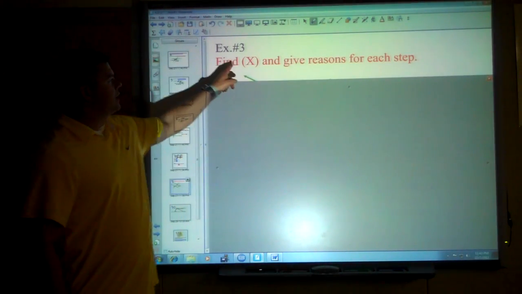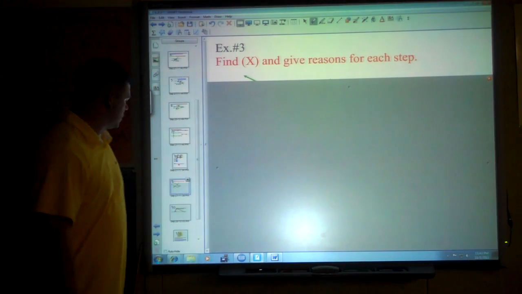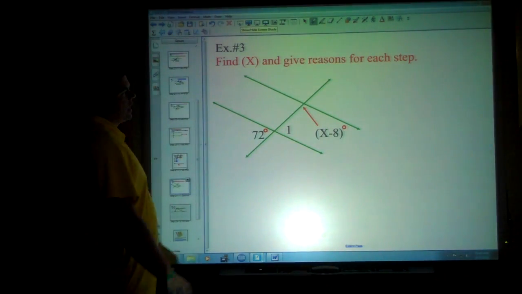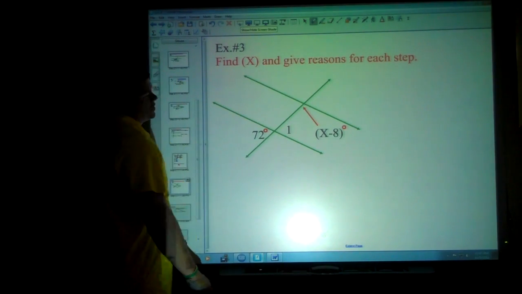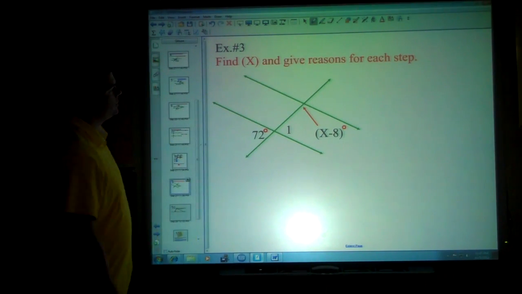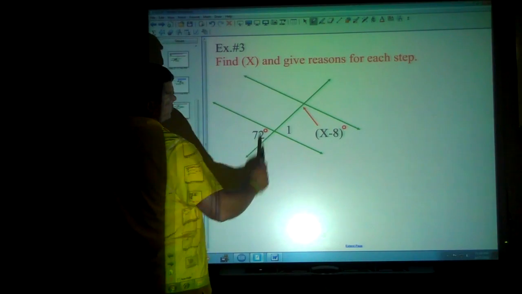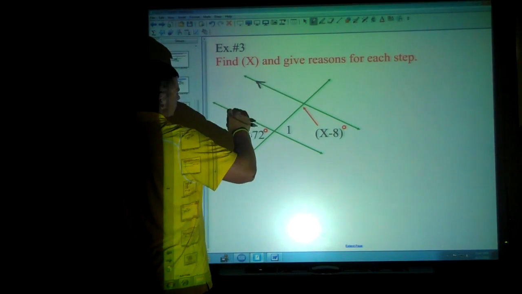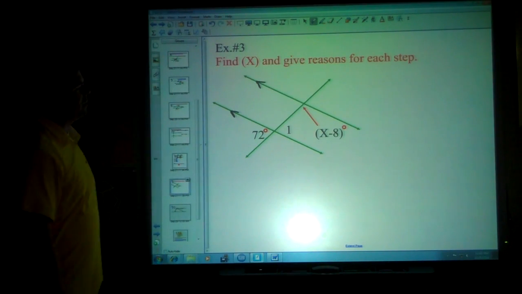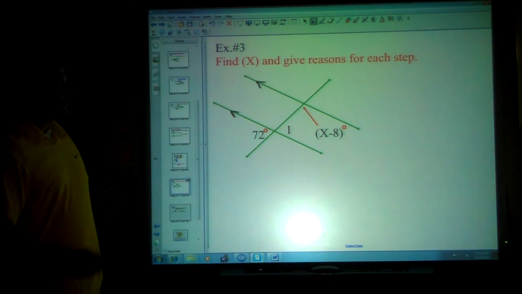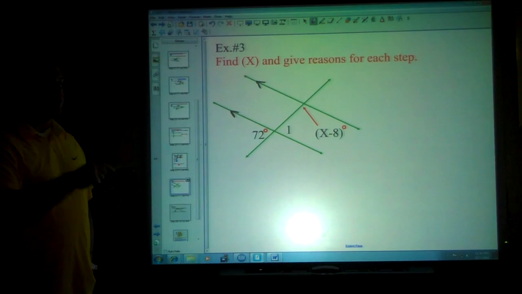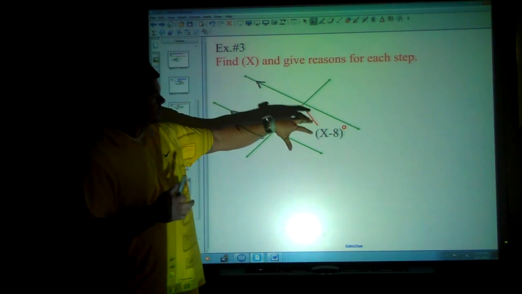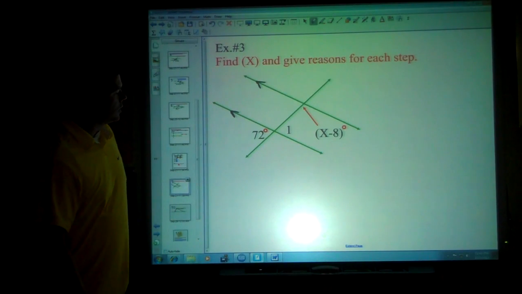Okay, find x and give reasons for each one of our steps. So here we have an angle right here that says it's x minus 8 degrees. Alright? We've got an angle right here that's angle 1. This is also given to us, I just forgot to put it on there, that these are parallel lines. Alright? So the fact that they're parallel lines means we have all these relationships between consecutive interior angles, alternate exteriors, a lot of things that we can do.